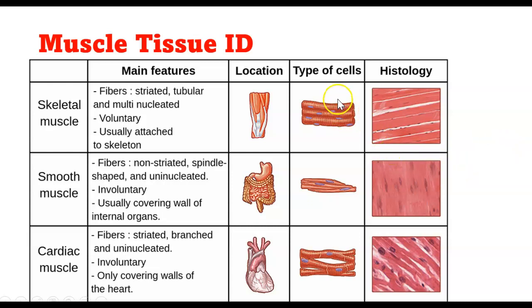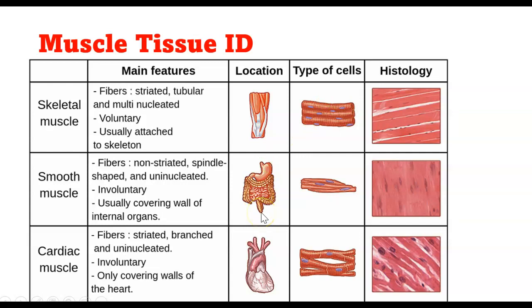These are going to be striated muscle fibers, so they have pinstripes on them, and you can kind of see that in the diagram here. And they're multinucleated, which means that there's more than one nucleus per muscle cell.